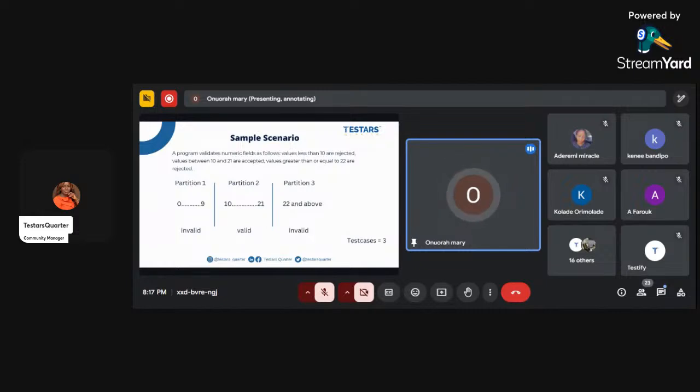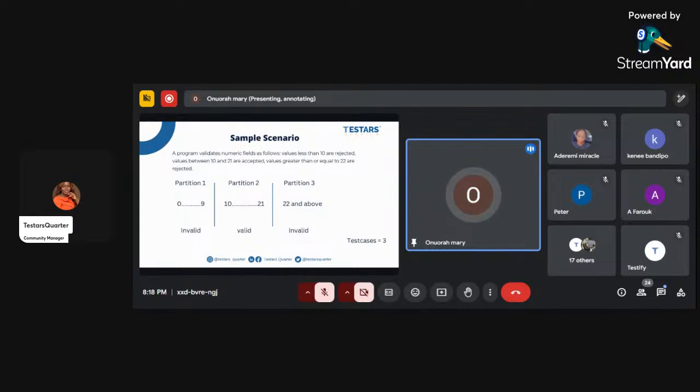Now, the next requirement is that values between 10 to 21 are accepted. So that means if you're between the age of 10 to 21 years old, you are allowed to fill the form, right? So it means that this form is for people within the range of 10 to 21 years old. Now, the next requirement here says values greater than or equal to 22 are rejected. So if you're 22 years old and above, you are also not allowed to fill this form, right?